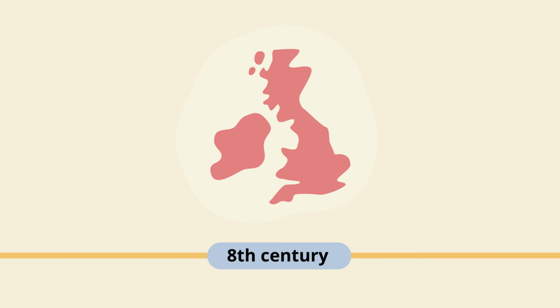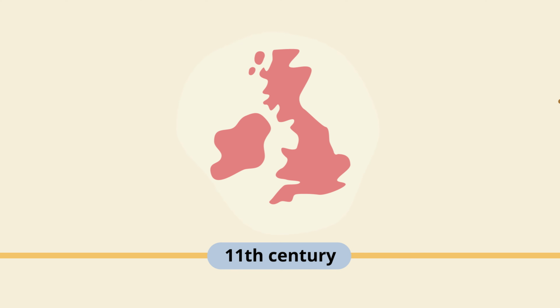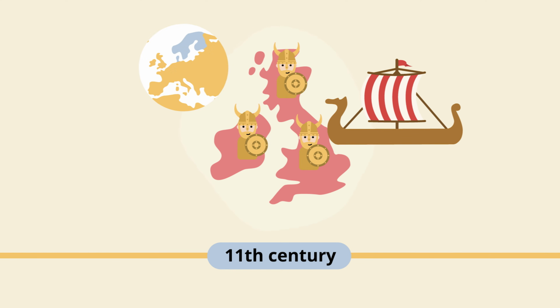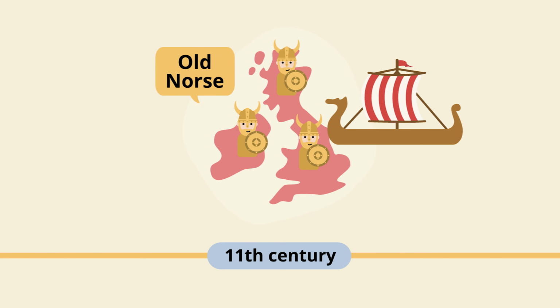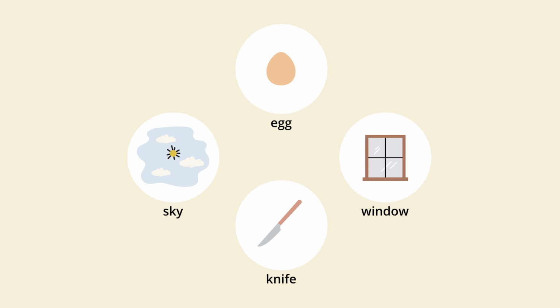In the 8th century AD, Britain experienced another series of invasions that lasted into the 11th century. The invaders were Vikings who came from Scandinavia. Their language, Old Norse, was similar to the Germanic language of the Angles, Saxons, and Jutes. Some common words derived from Old Norse are sky, knife, egg, and window.